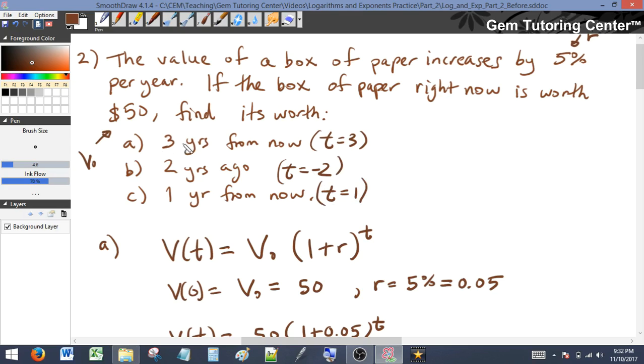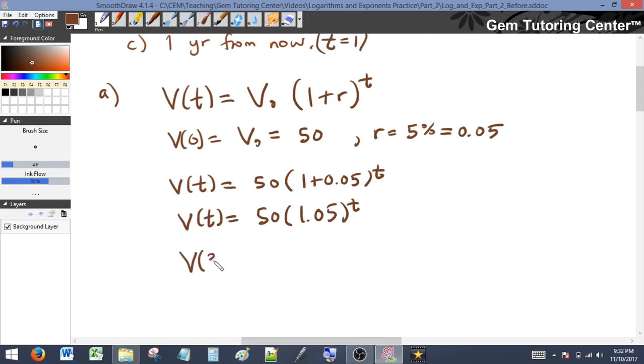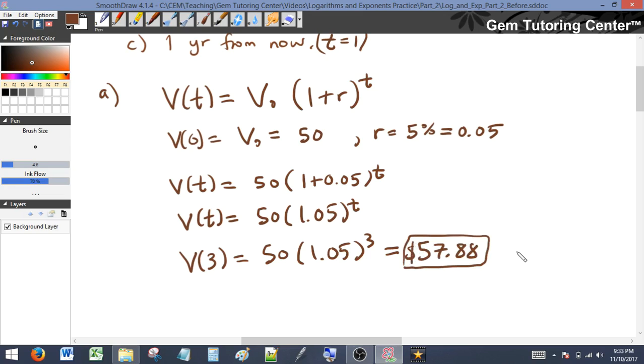But we're doing part A though. So t equals 3. Let's plug in t equals 3 and see what we get. V of 3 equals 50 times 1.05 to the 3. And what we get for that is $57.88. That's how much it's worth 3 years from now. Okay, let's do part B.